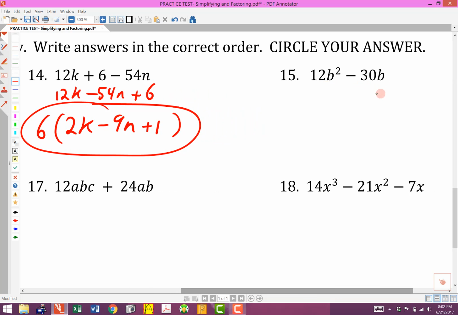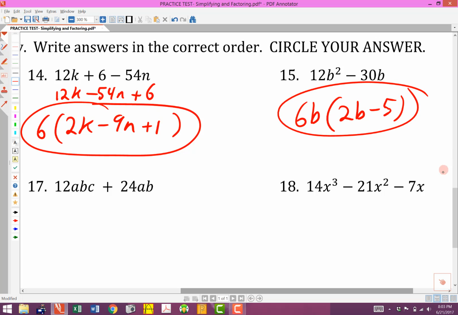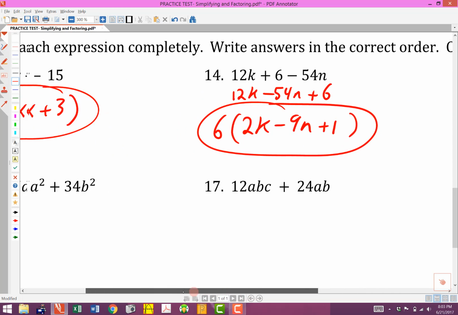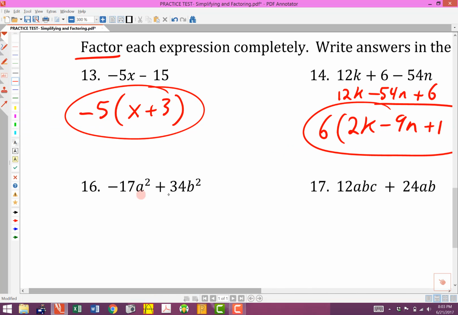So let's take a look at this one. We've got a 12b squared and a negative 30b. 6 is the biggest number you can take out, but they both have at least one b. So that's going to be 6b, and take out a b and a 6. That's going to be a -5. Okay, keep going here, finish this up.